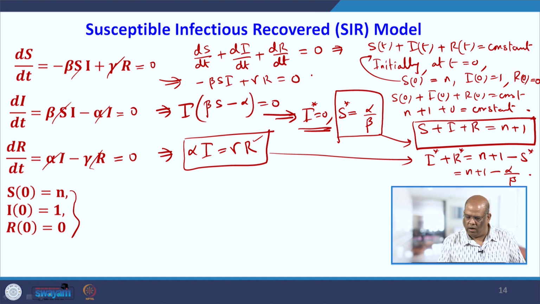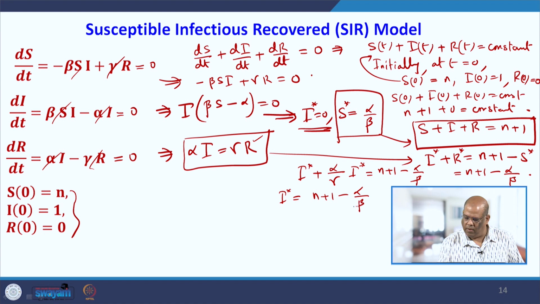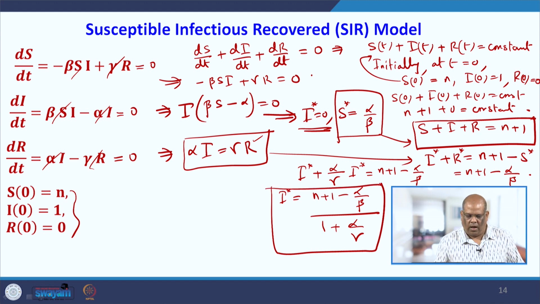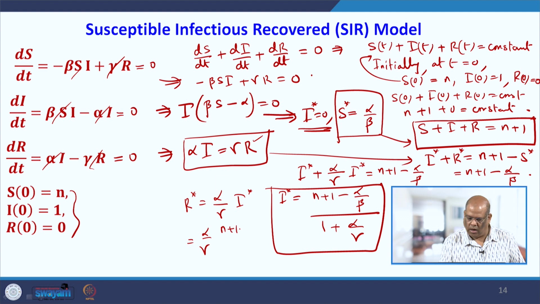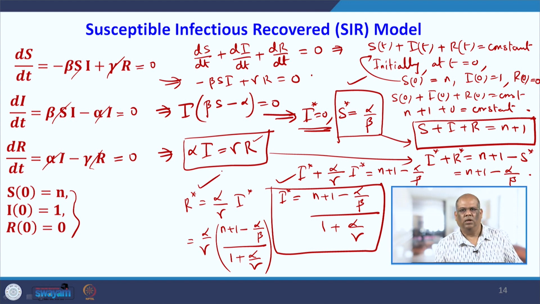So, if I replace the R star, I will get I star plus alpha by gamma I star, which is equal to N plus 1 minus alpha by beta. So, if I take I star common, I will get (N plus 1 minus alpha by beta) divided by (1 plus alpha by gamma). So, this is the value of I star, and for R star I will just have alpha by gamma into I star. So, it is alpha by gamma multiplied by (N plus 1 minus alpha by beta) divided by (1 plus alpha by gamma). So, I get the value of S star, I star and R star, and this is the equilibrium point which we will study.